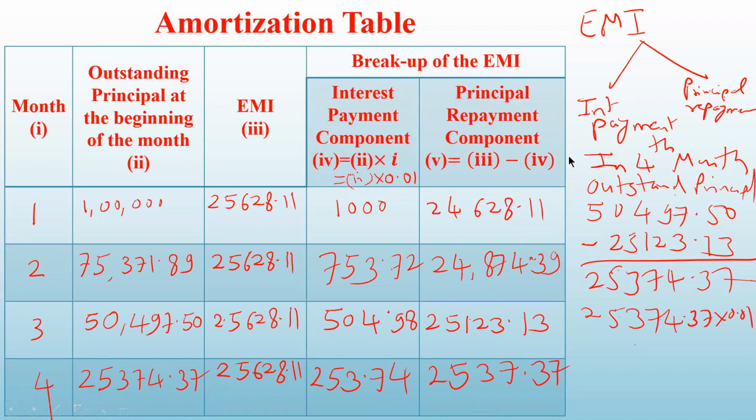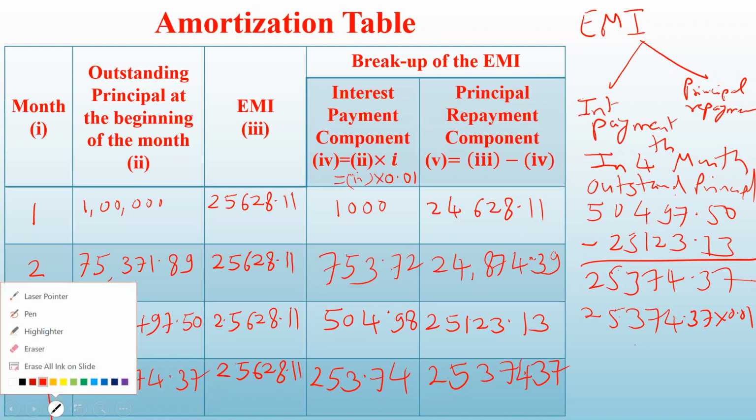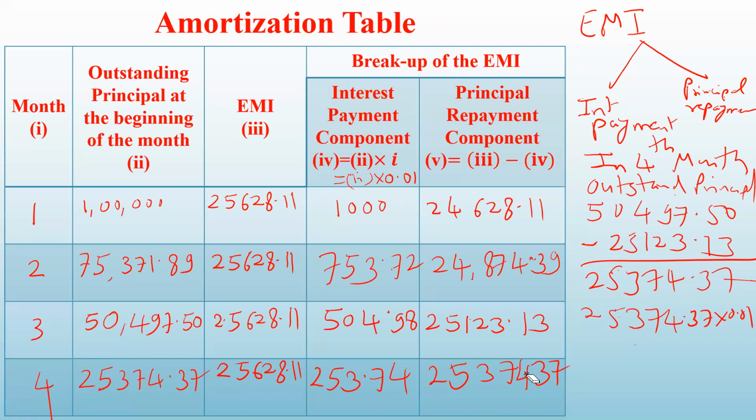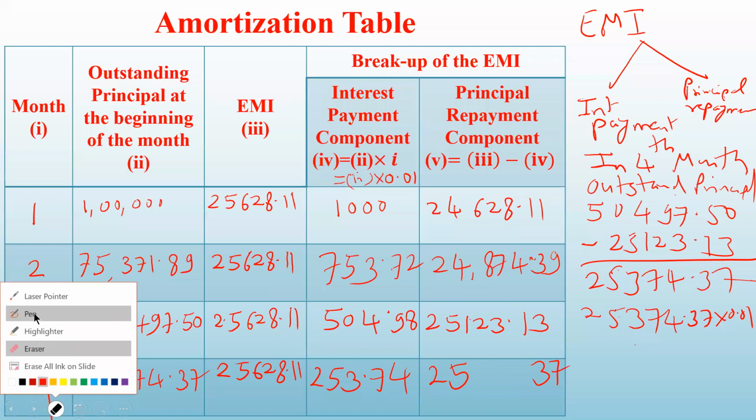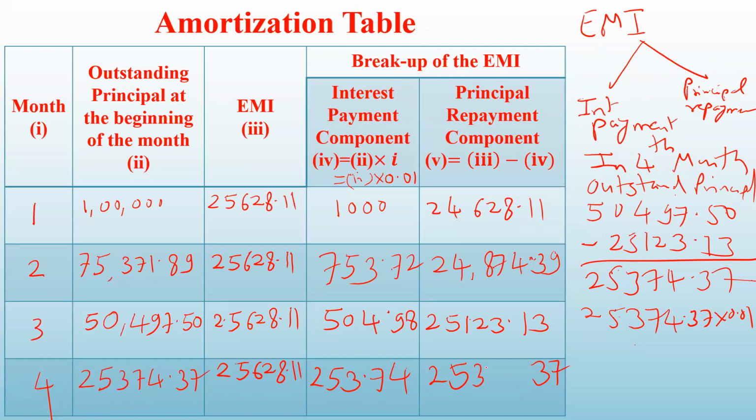Yes, tell me. 25,374, last 374. Yes, 374. Correct. So 25,374.37. So you see that in the fifth month, there is no outstanding balance. You get rid of your loan in the fourth month. Okay, you have repaid all your loan. So there is no installment, there is no principal outstanding in the fifth month.